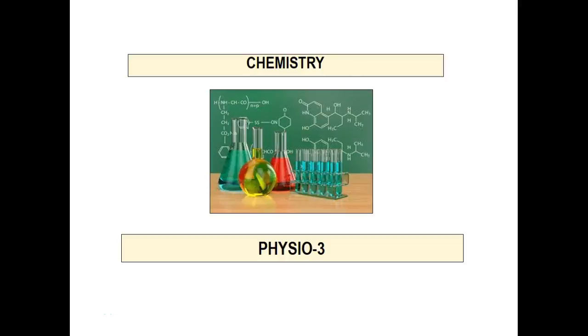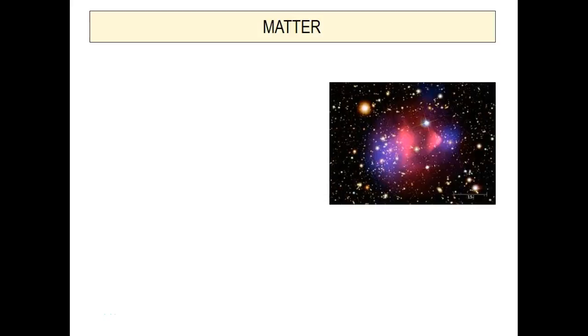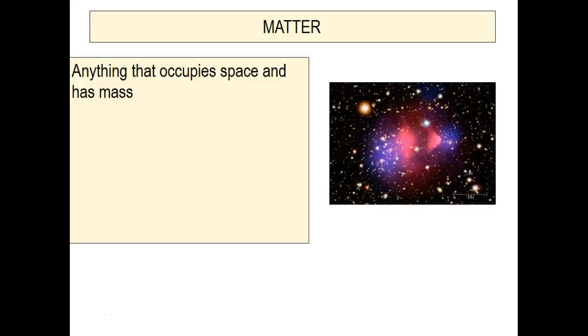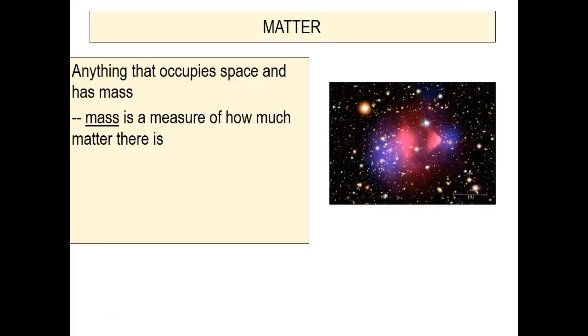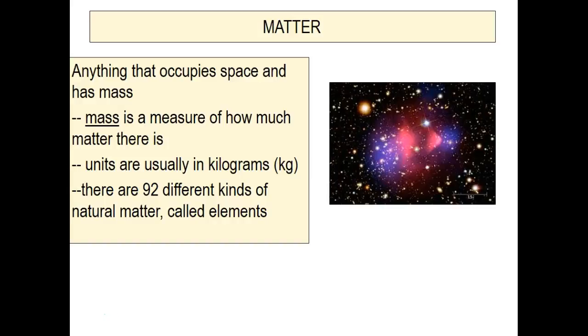This lecture talks about some of the chemistry that you will need to know to understand physiology. All chemicals are made up of matter, which is anything that occupies space and has mass. Mass is a measure of how much matter there is. Usually the units are expressed in grams or kilograms, and there are about 92 different kinds of natural matter called elements.